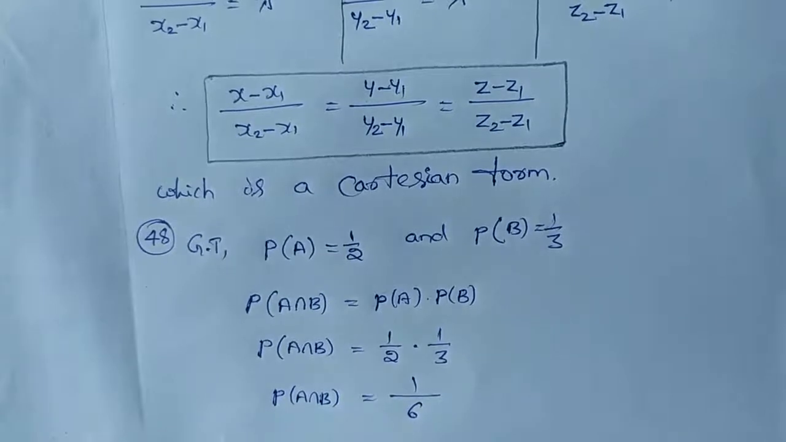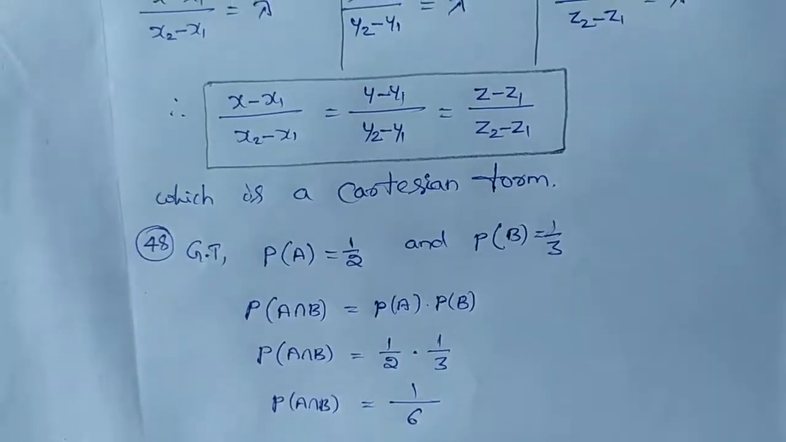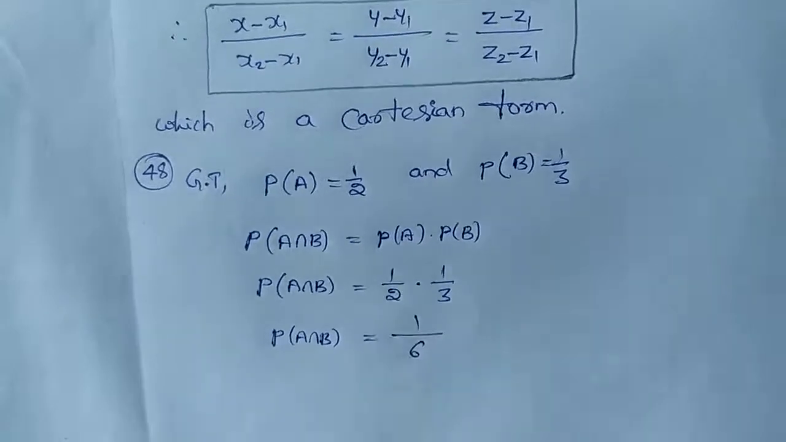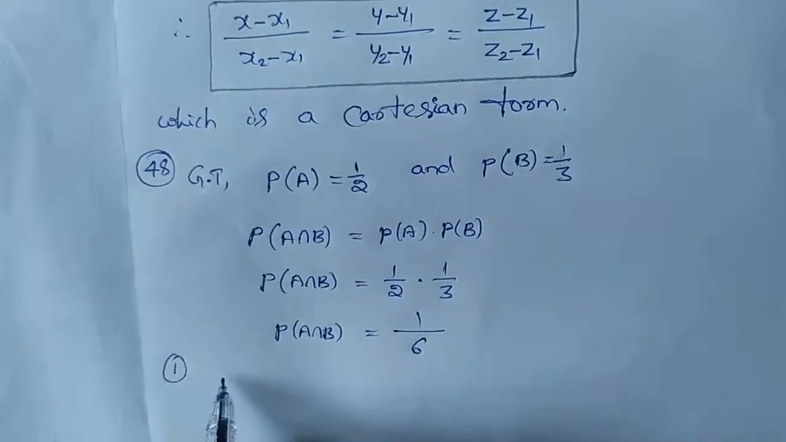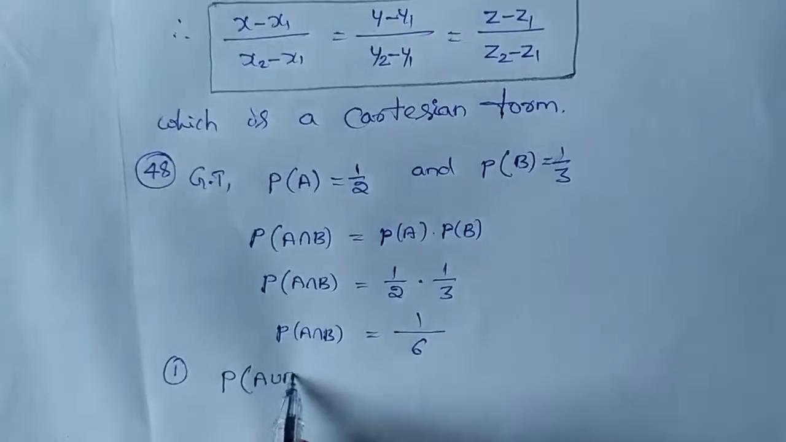Now see the first question. The problem is solved. First sub question: the problem is solved. That means we need to find P of A union B.